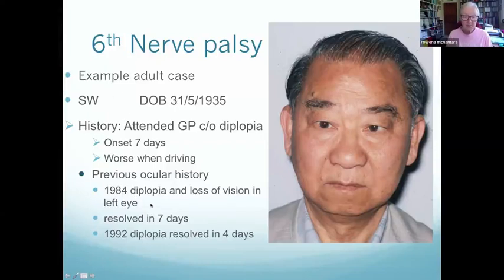Now in his case, he's had this before. So he's had a previous episode of diplopia, he's had a previous episode of loss of vision in one eye, both of which resolved after 7 days. And then he had another episode 8 years later of double vision, which also resolved after 4 days. So this is a reoccurring problem. So we need to know what's going on with his general health.